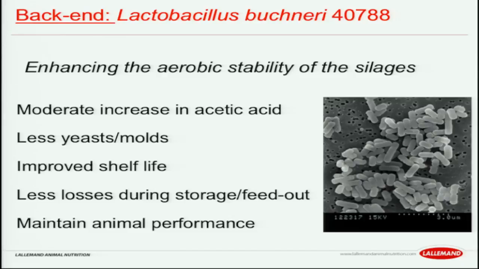So to combat that, there is Lactobacillus buchneri 4A88. It's a unique microorganism that converts moderate amounts of lactic to acetic acid. And the acetic acid will work pretty much like propionic acid. So you have an inhibition of the population of spoilage yeast and molds, better shelf life, a stable product, and maintenance of animal production.